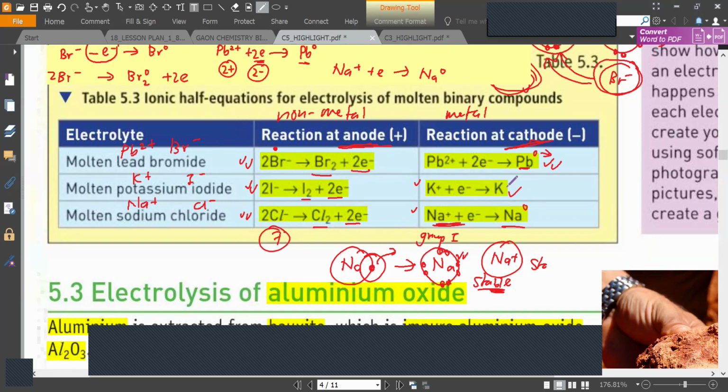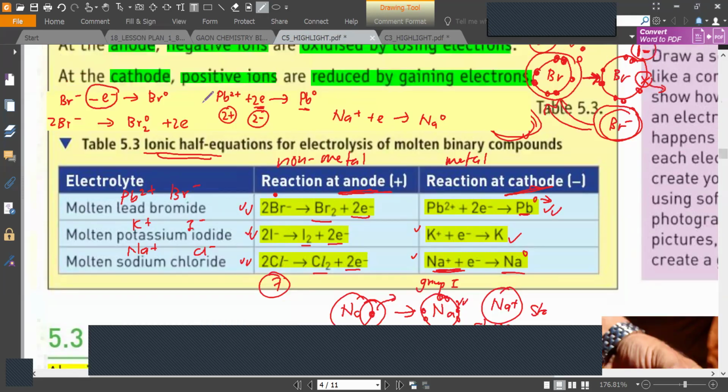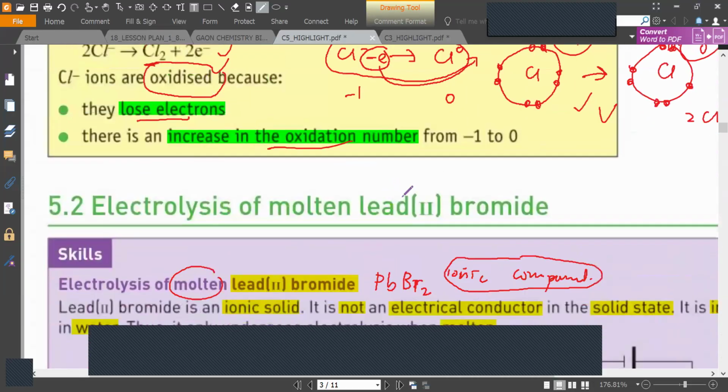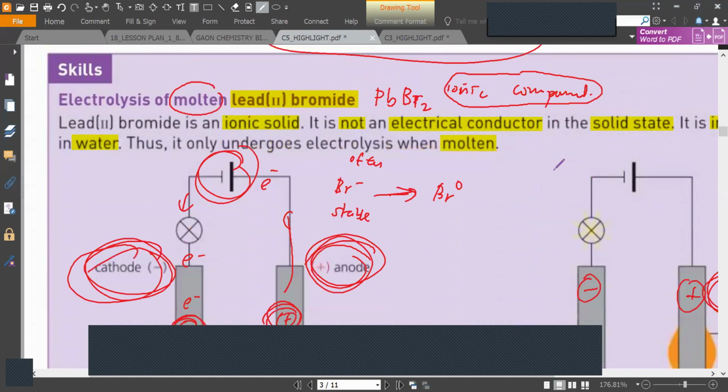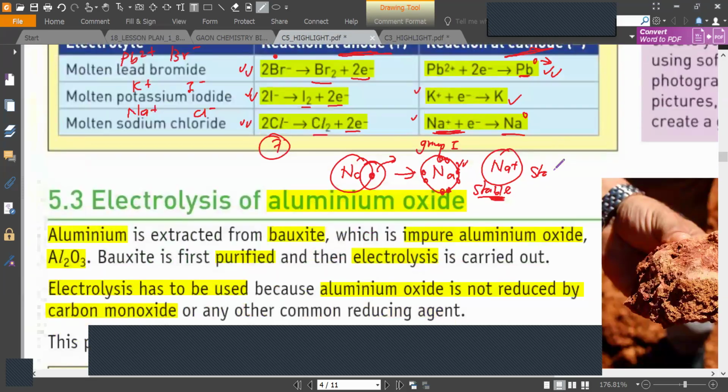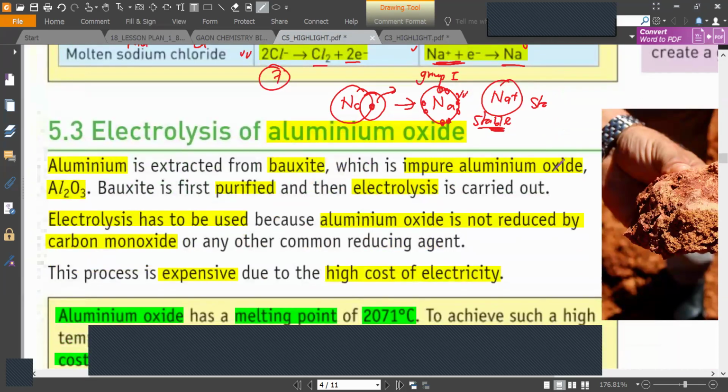So that's how we do the ionic half equations. We need to know how to do that. Later we will have more examples. So just now we looked at electrolysis of molten lead bromide, which is the first example. Now we'll look at the second example, which is electrolysis of aluminum oxide.